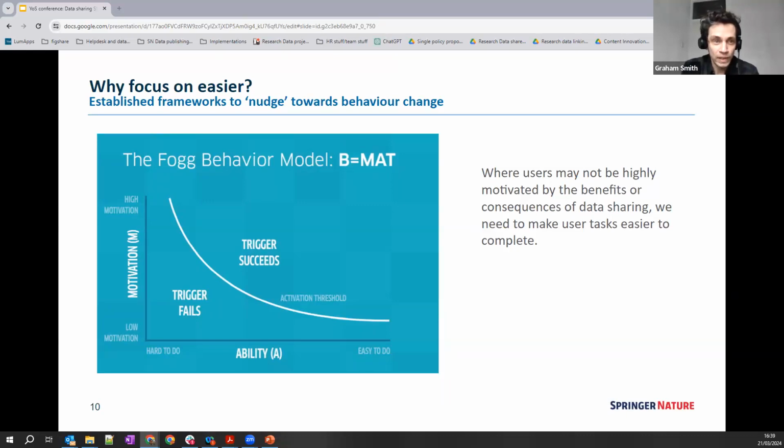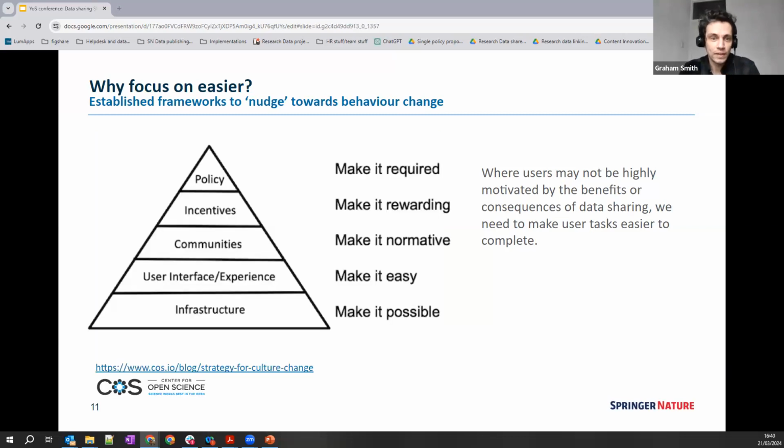This Fogg behavior model really shows that if you're going to change something, if you're going to employ some kind of trigger to try and shift behavior in a certain direction, you can either try to change the motivations, so increase the level of requirements or policy, increase the attractiveness of it through benefits, or you can make it easier to do. Those are two ways of actually getting to that point of success. And this is also borne out in things like the Center for Open Science's culture change model, which is another way of looking at it. So behavior change on the individual basis, culture change really within a research community. And again, it involves these key elements of policy, making it easy, making it possible.